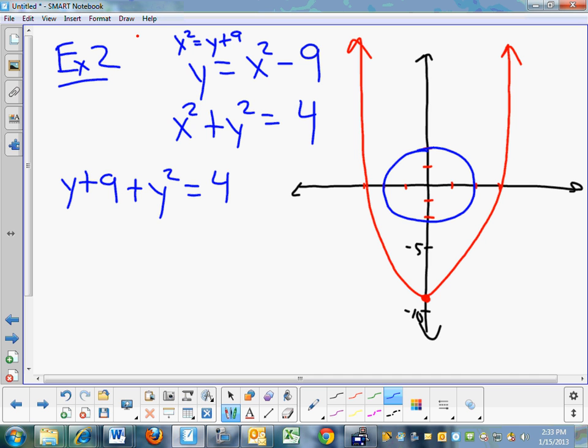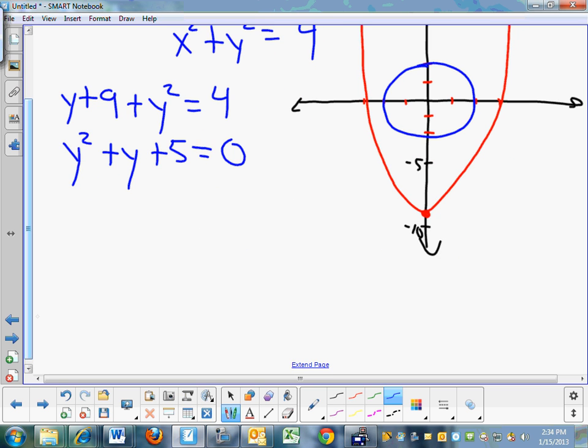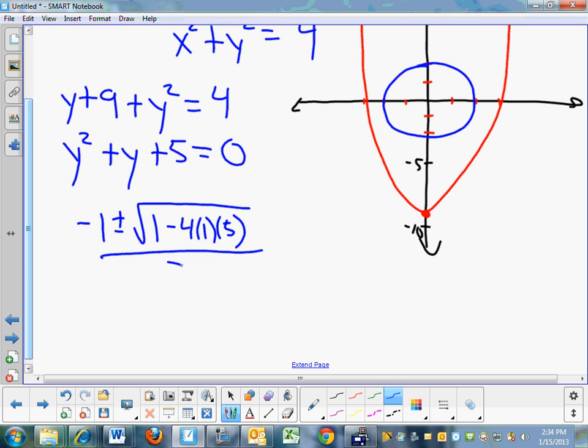How do we solve that? Factor. First we'll go y squared plus y plus 5 is equal to 0. It doesn't factor. What do I do now? Quadratic formula, which is awesome, and it's quick. Negative b plus or minus square root of b squared minus 4ac divided by 2a. Look at how easy that was.